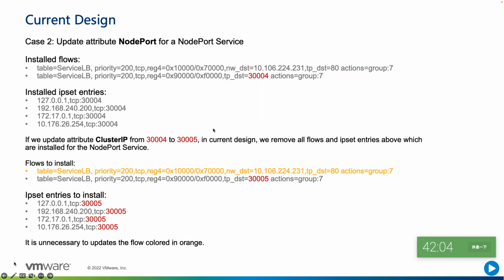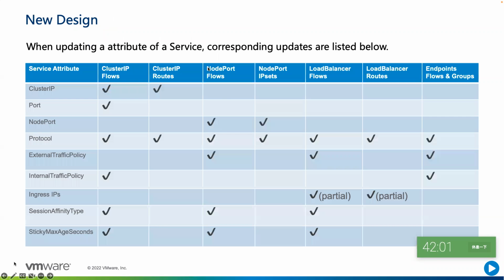Okay, that's the motivation. For the new design, I have listed all attributes for service and the corresponding updates. For cluster IP, when it is updated, the cluster IP flows and the routes should be updated. For port, sorry, I prepared this slide in a hurry, and maybe it's not the same as the issue link.